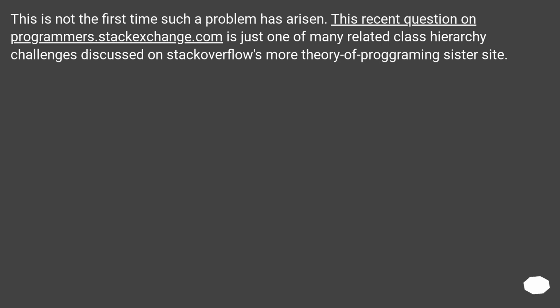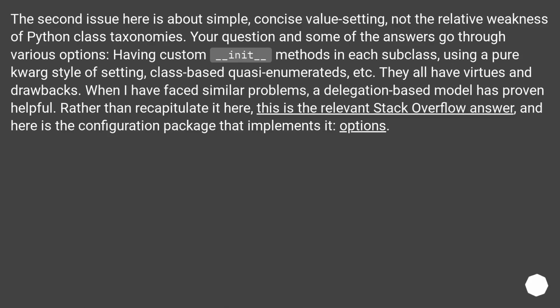This is not the first time such a problem has arisen. This recent question on programmers.stackexchange.com is just one of many related class hierarchy challenges discussed on Stack Overflow's more theory of programming sister site. The second issue here is about simple, concise value setting, not the relative weakness of Python class taxonomies. Your question and some of the answers go through various options, having custom __init__ methods in each subclass, using a pure kwargs style of setting, class-based quasi-enumerations, etc. They all have virtues and drawbacks.